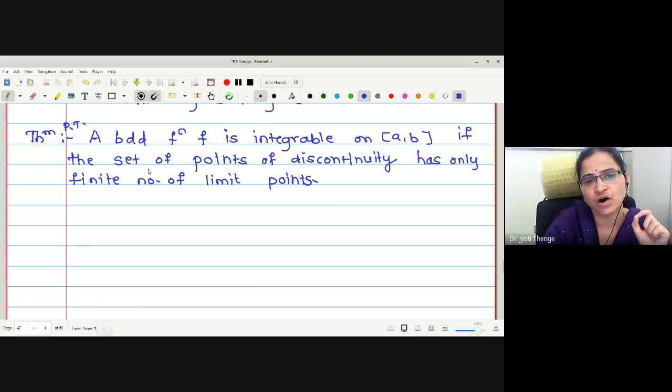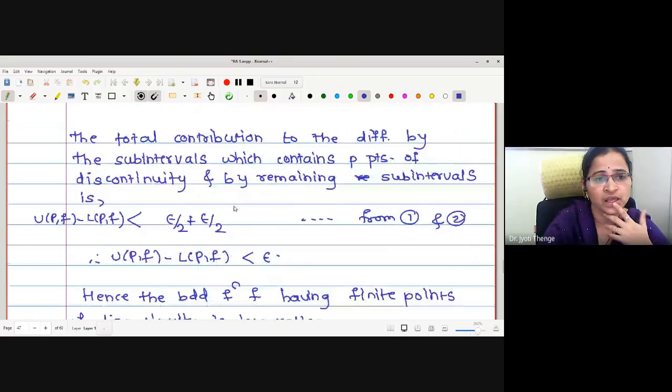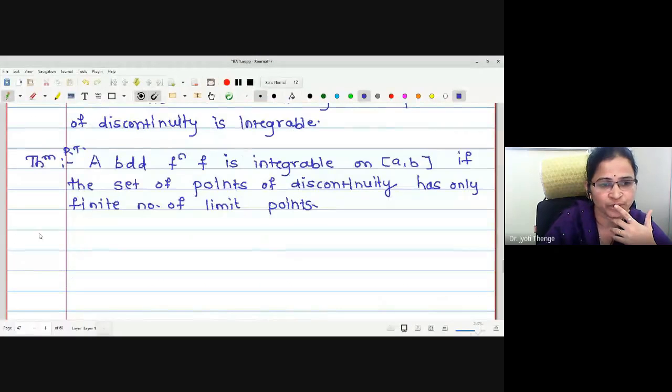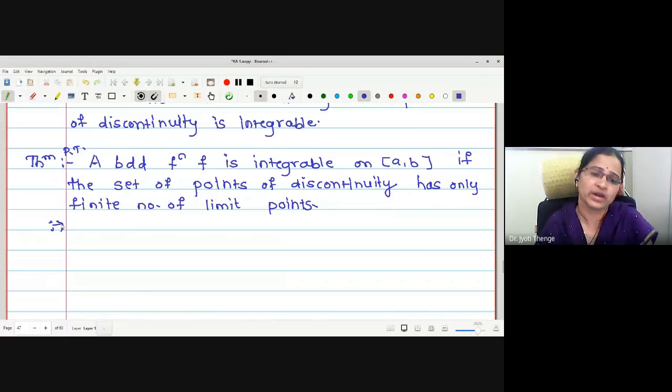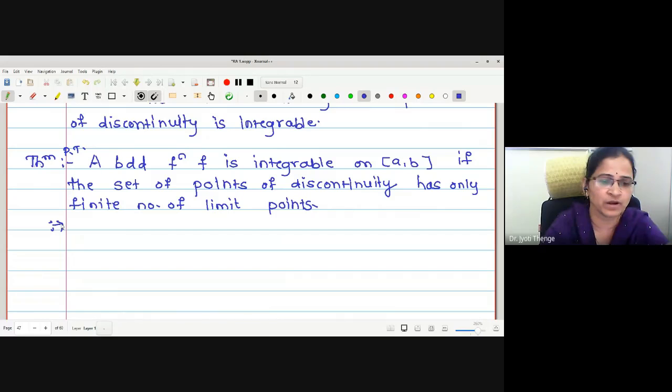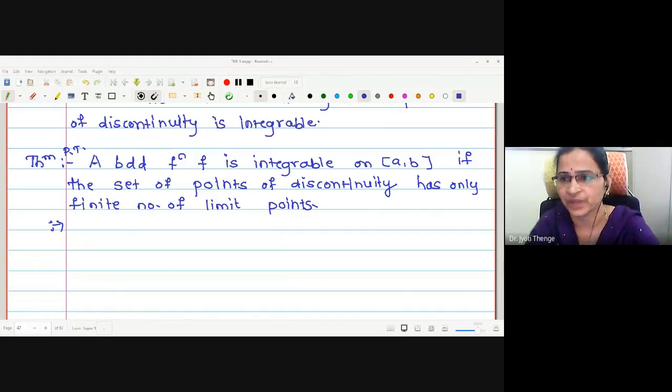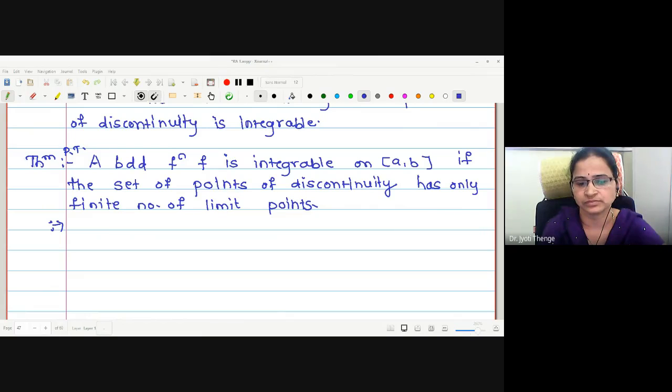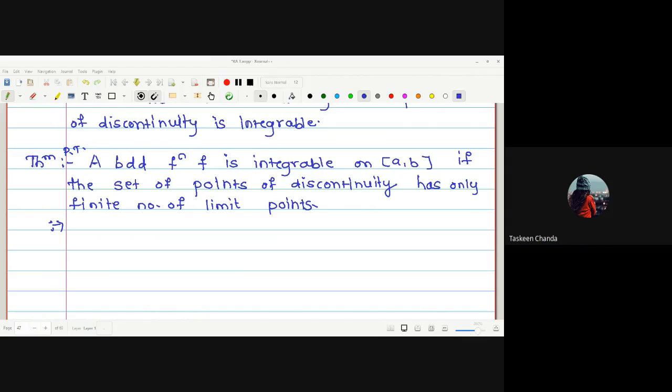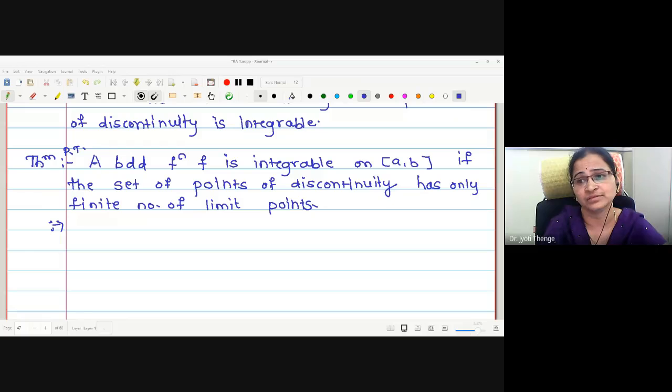The statement says that the set of points of discontinuity has a finite number of limit points. Therefore, how many points of discontinuity are there actually? In the previous theorem, we had taken finite points of discontinuity. Now we have moved towards the second theorem, which states that the set of points of discontinuity has a finite number of limit points. Can anyone tell me whether the points of discontinuity are finite in number? Yes or no? Yes, ma'am.